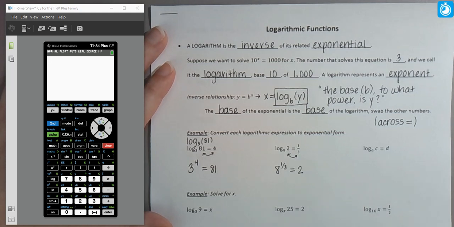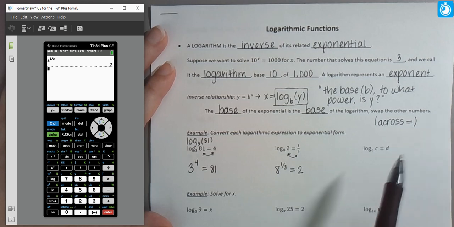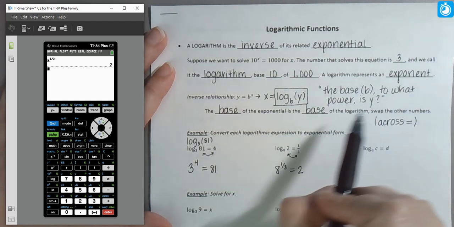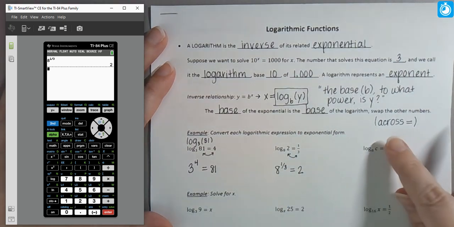Well, let's verify that that's a true statement. What is 8 to the 1/3 power? Well, you can type it into your calculator. 8 to the 1/3 power is 2. So as long as we convert it and end up with something true, that's a pretty good indication that our conversion is correct. Now, keep in mind, we don't have to have actual fixed numbers in place to make sense of what a logarithm is, as long as we go back to this idea of the question that it's asking.